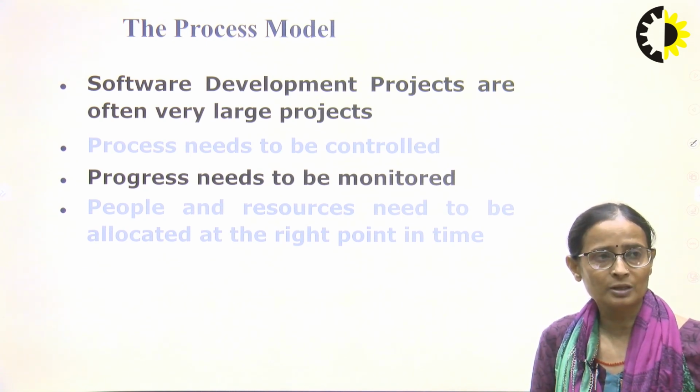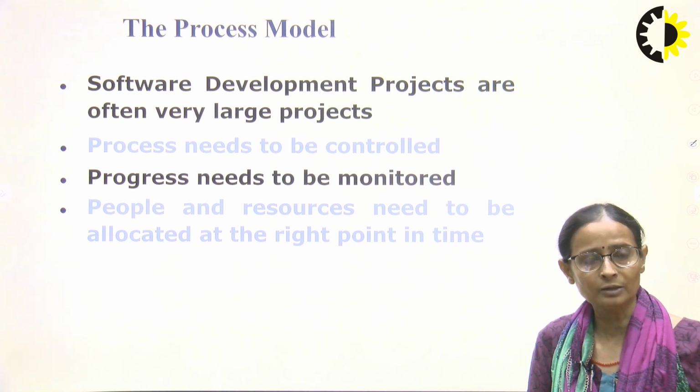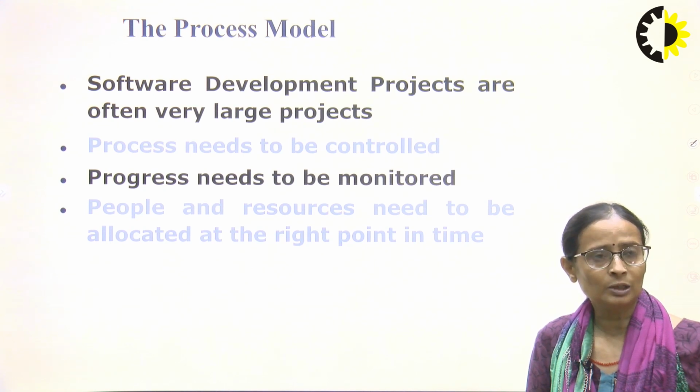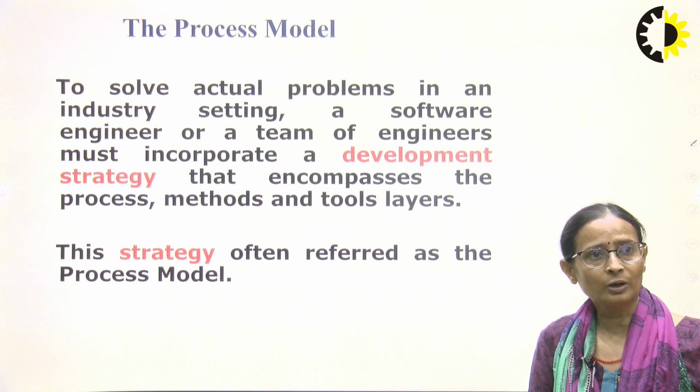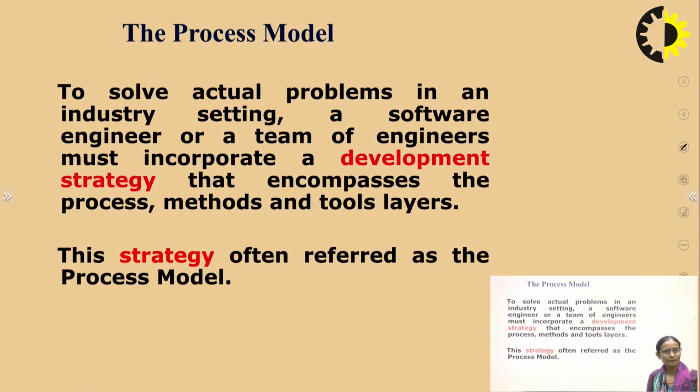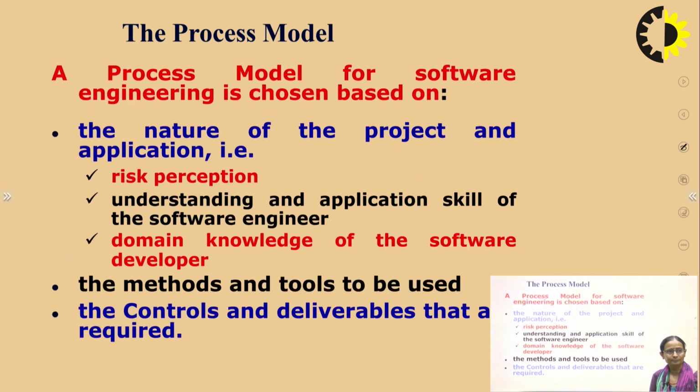People and resources need to be allocated at the right point in time so that you can efficiently utilize the resources and people. So to solve the actual problems in an industry setting, a software engineer or a team of engineers must incorporate a development strategy, a development model that encompasses the process, methods and tools layers. This strategy is generally termed as process model.